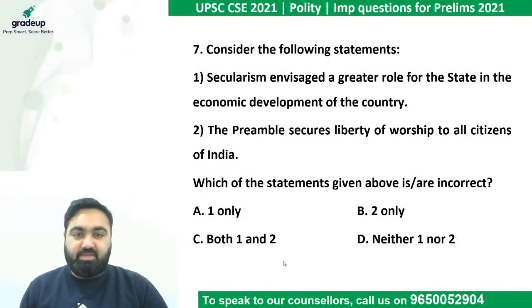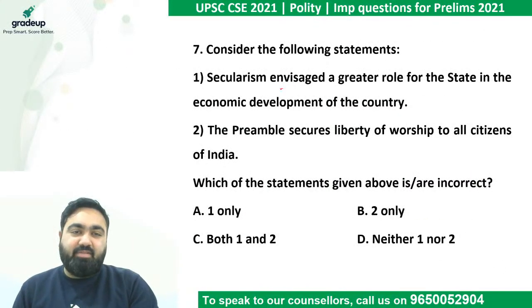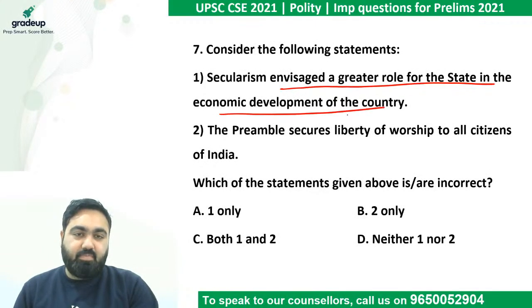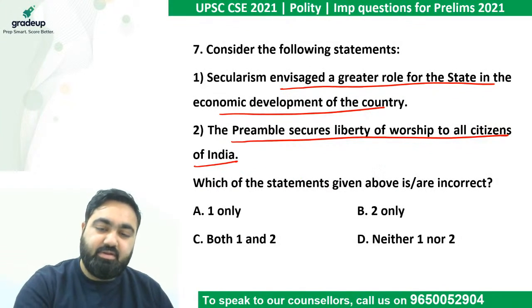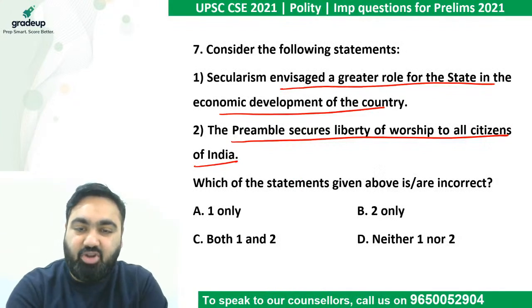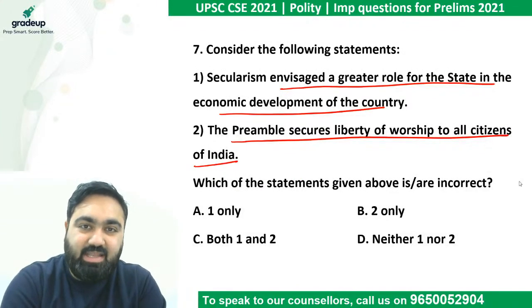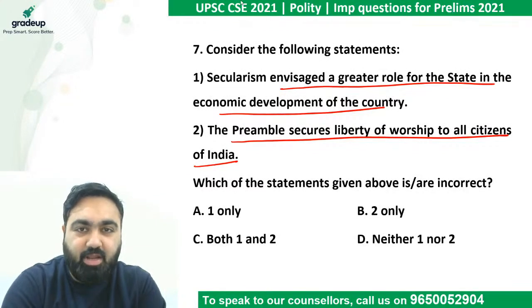Consider the following statements. Number 1, secularism envisaged a greater role for the state in the economic development of the country. Second, the preamble secures liberty of worship to all citizens of India. Which of these is incorrect? Consider both the statements and see if you can answer them. Again, it's an easy question. If you have read about the preamble of the Constitution, you should be able to answer this very easily.